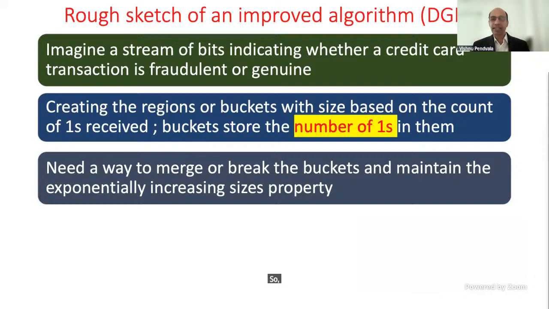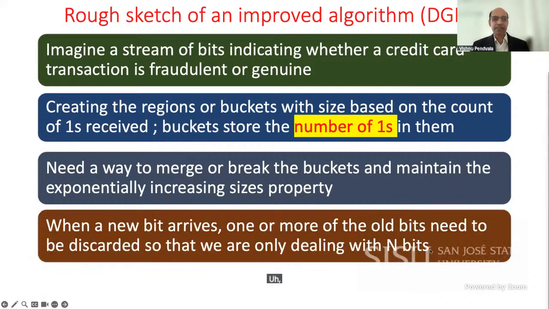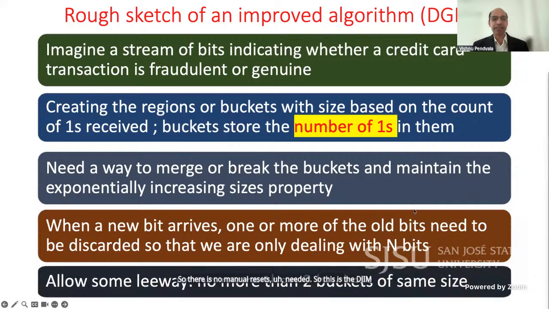So as the new bits arrive, okay, that is the next part. So as the new bits arrive, one or more of the old bits need to be discarded because remember this is a sliding window. We want to deal with only n bits, right? So as the new bits arrive, old ones expire, and we always keep track of just the last n bits. So the elegance here is the self-adjusting nature of the buckets. So there are no manual resets needed. So this is the DGIM algorithm.